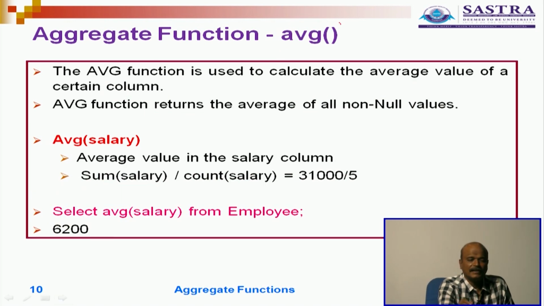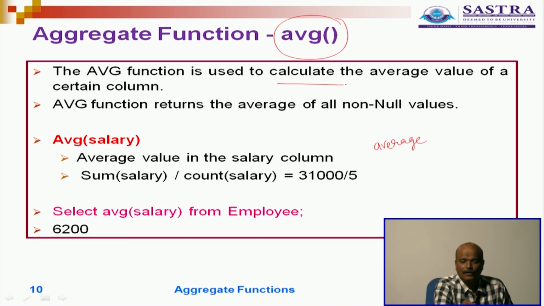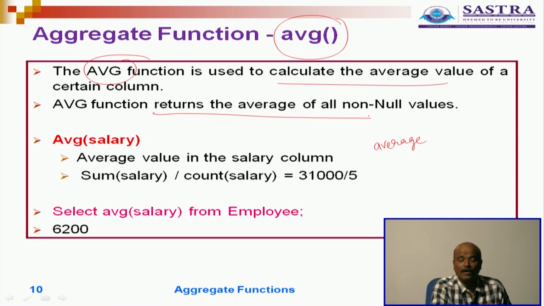So the next function is AVG. Your third aggregate function is AVG. My requirement is to calculate the average value. To compute the average value on a particular column, you can use the function called AVG. The similarity with sum is that the AVG function returns the average of all not null values.